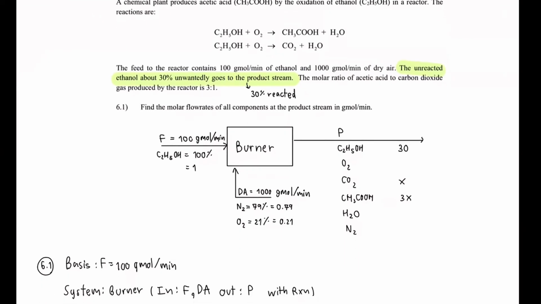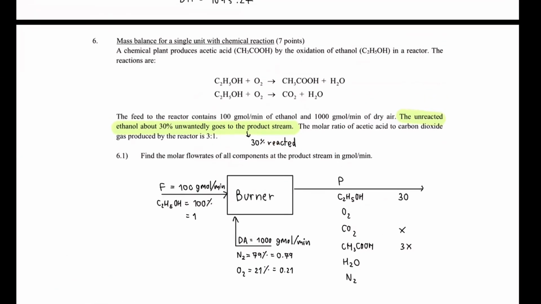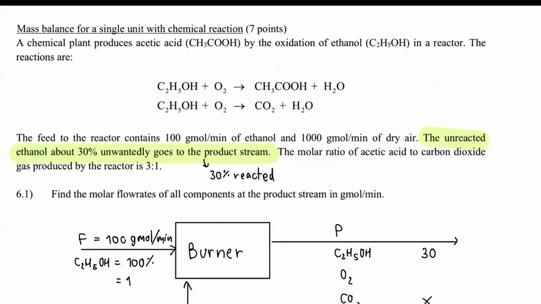Look at the first question. The first question is to find the molar flow rate of all components at the product stream. Take a look at the chemical reactions here. I will set the first chemical reaction as psi 1, and the second chemical reaction as psi 2. First of all, we have two chemical reactions, and the coefficients of the left side and the right side must be balanced. So look at the first chemical reaction equation first.